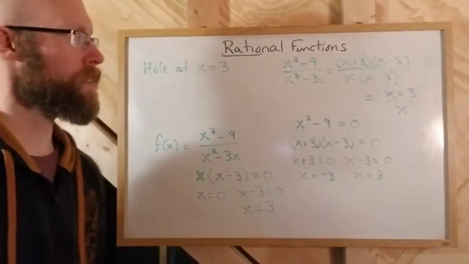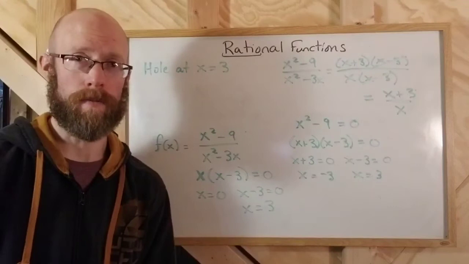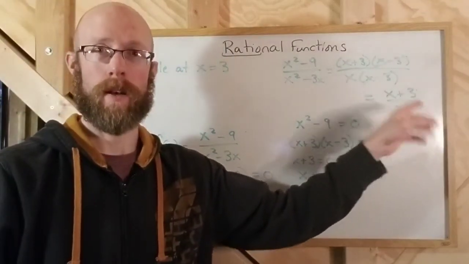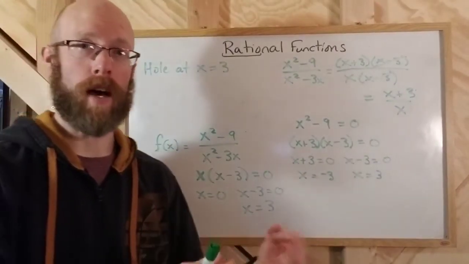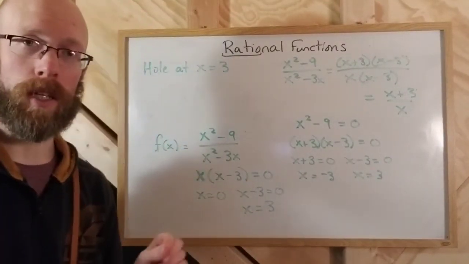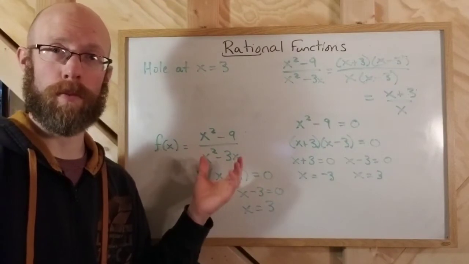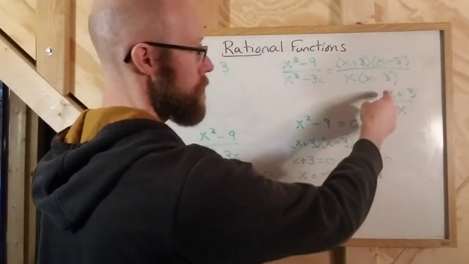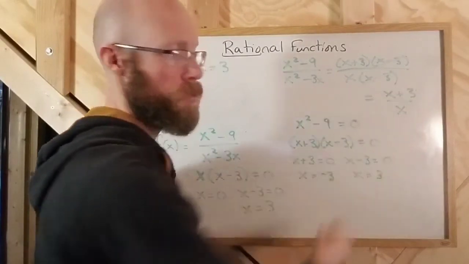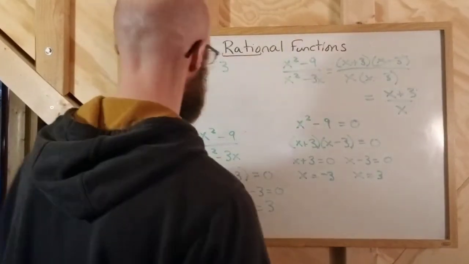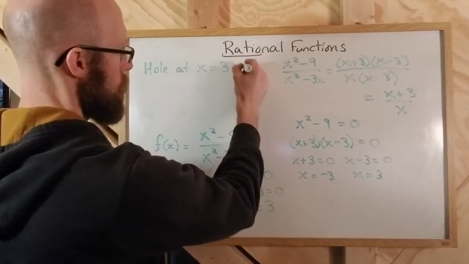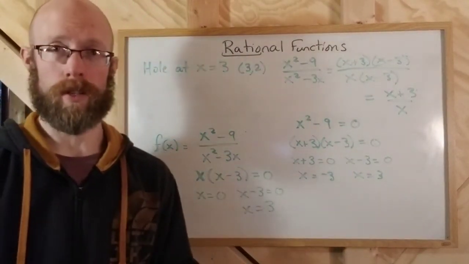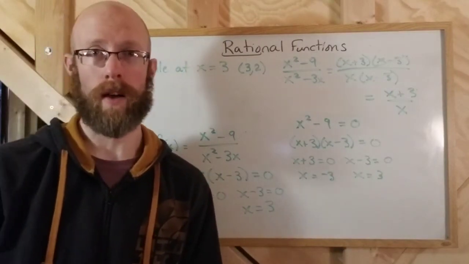So if I take that reduced function and plug the 3 into it, I will be able to find the y value of that hole. But only in the reduced form, because the unreduced form, remember, is undefined at 3. So if I plug in my 3, 3 plus 3 is 6, over 3 is 2. So in fact the hole is at the point (3, 2). That's the point that just won't exist. That's what we're plucking out of this graph.